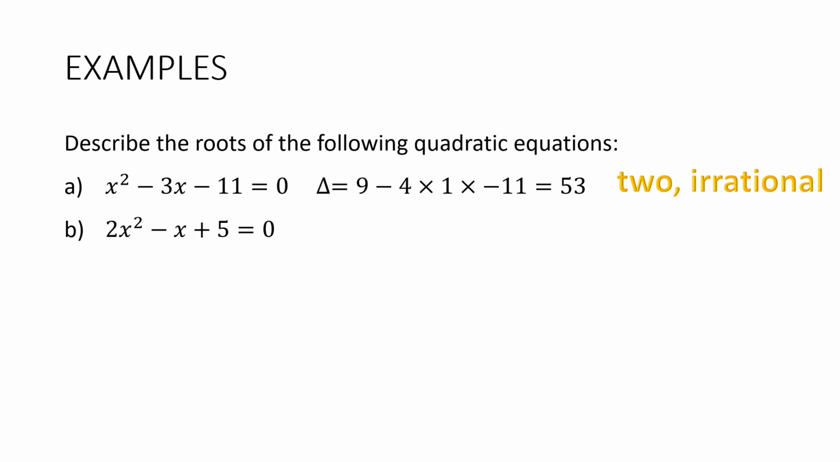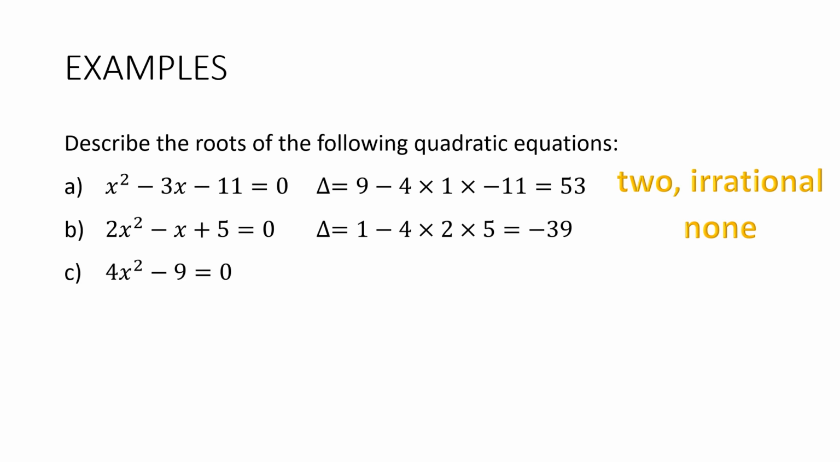This one, the discriminant is negative. That's easy, isn't it? There's no real solutions. Now in this case, what's happening here? There's no term in x, so b is equal to 0. Our discriminant is going to be 0 squared, take away 4 times a times c. And that's equal to 144, which is a perfect square. So there are two solutions, and they're both rational.